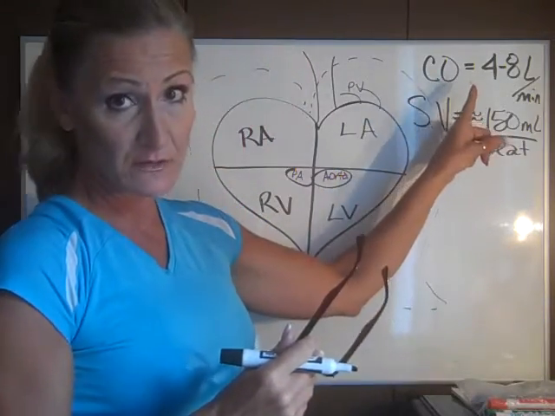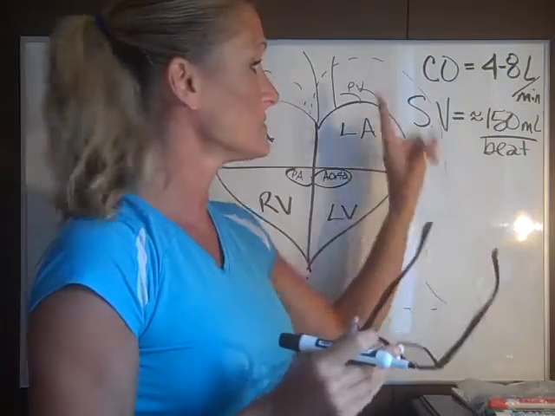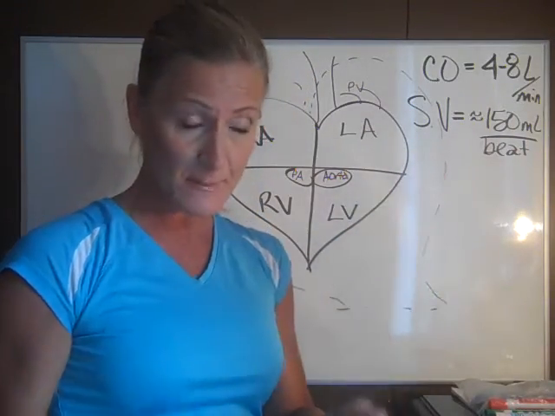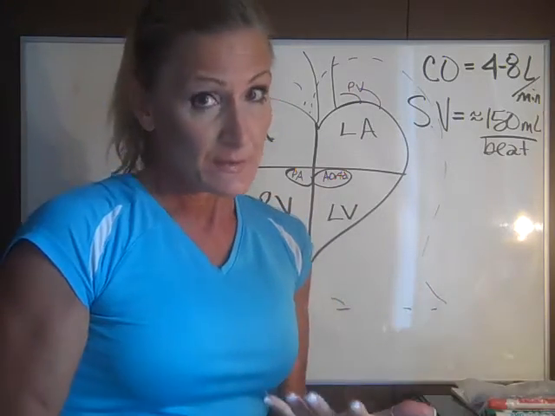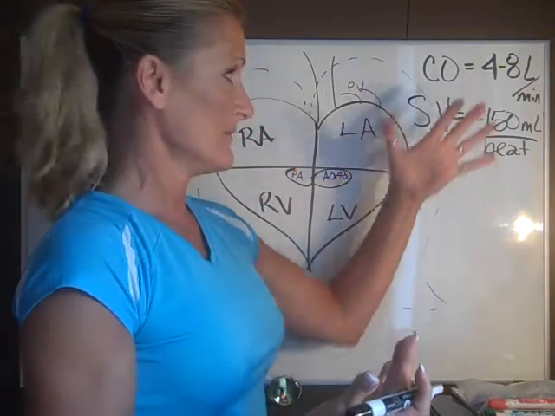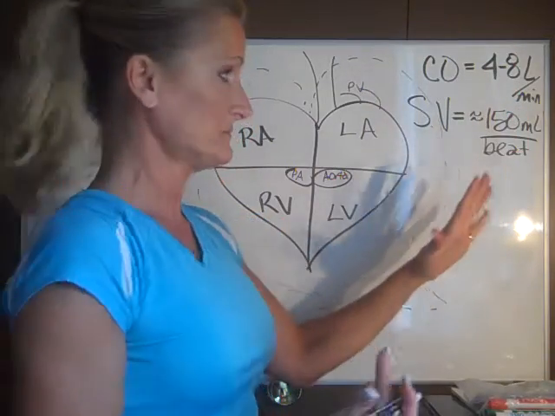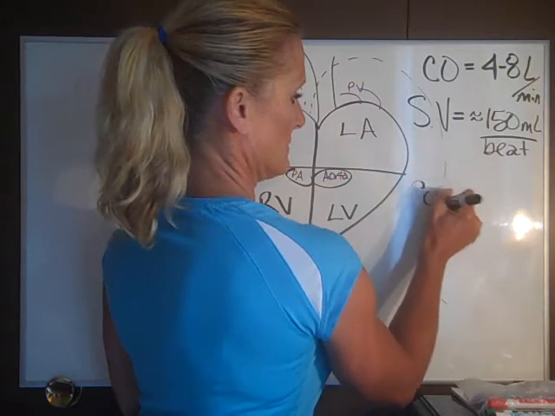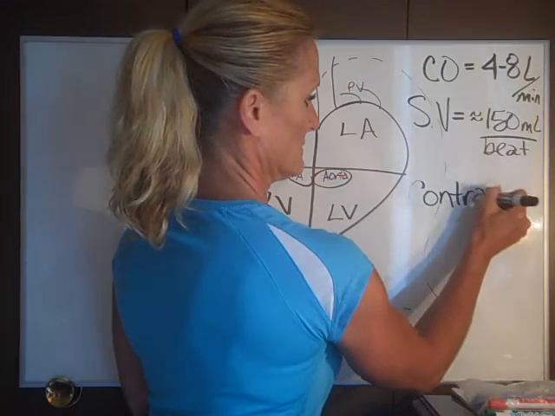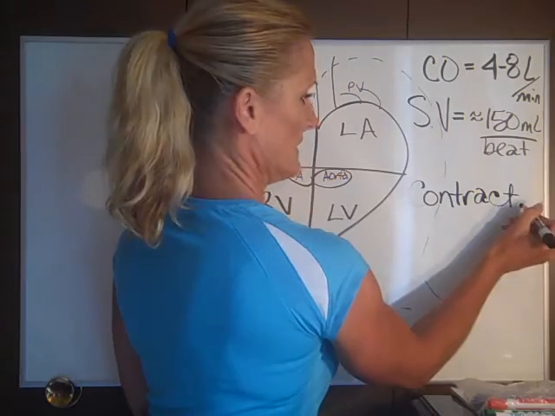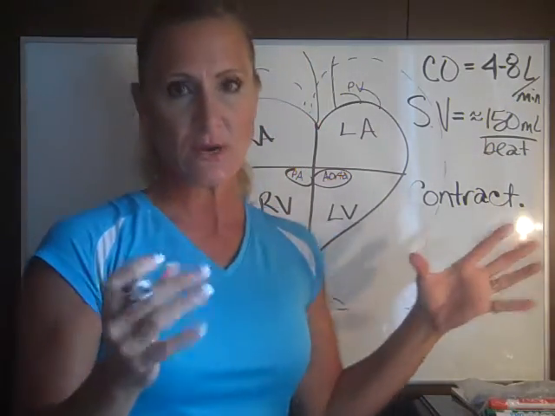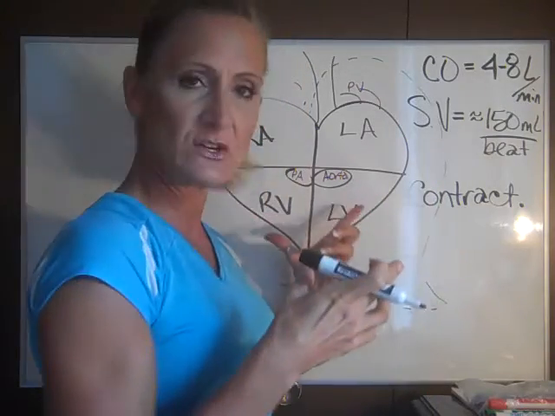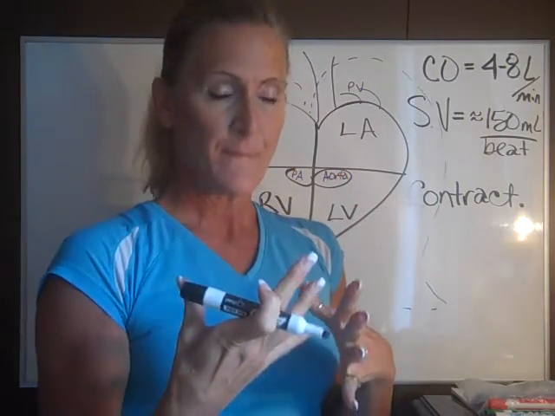So cardiac output, 4 to 8 liters per minute. Stroke volume is the amount of blood ejected per beat. Now, there's a couple other things that factor into this. One is contractility. I'll just abbreviate it because I'm running out of space. Contractility is the amount of force exerted by the ventricles per beat.